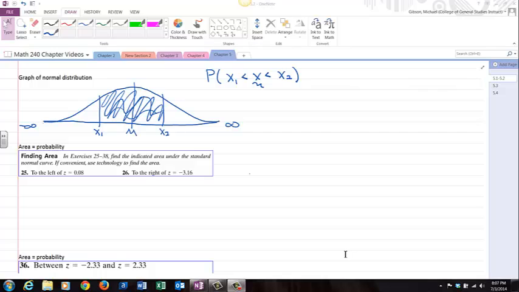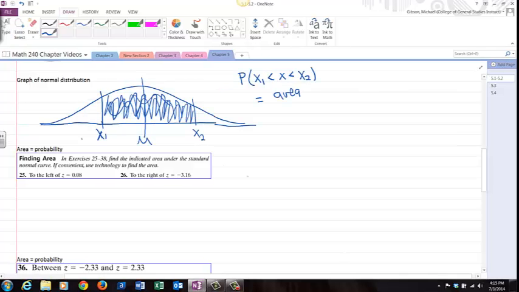Sometimes the questions will ask you for the area or talk about the area. Sometimes they will ask for the probability. Either way, it's the same thing, really. All right. Now let's move on into some questions and see how we use what we've talked about so far to find some probabilities.